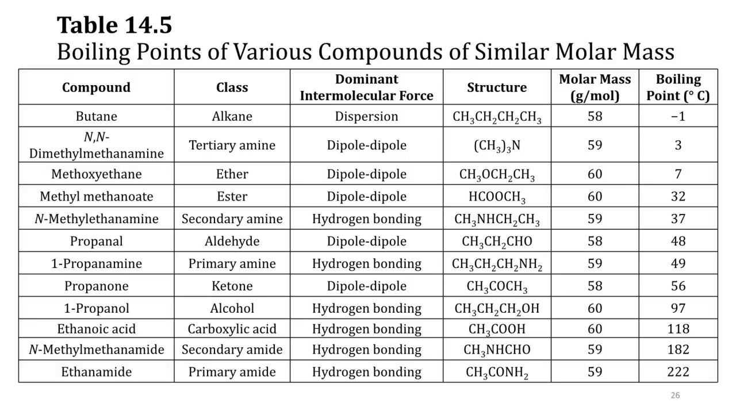And then we can see the alcohol with a single hydrogen bond, the carboxylic acid with 2 hydrogen bonds, and then the secondary amide and the primary amide having substantial hydrogen bonding have the highest boiling points.